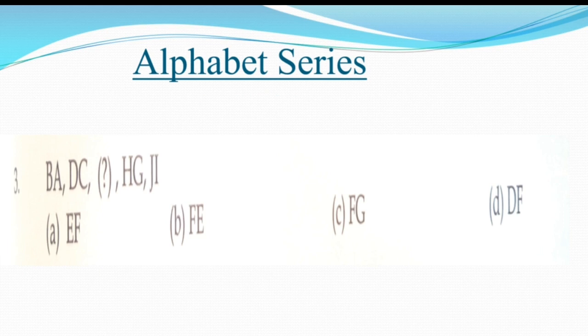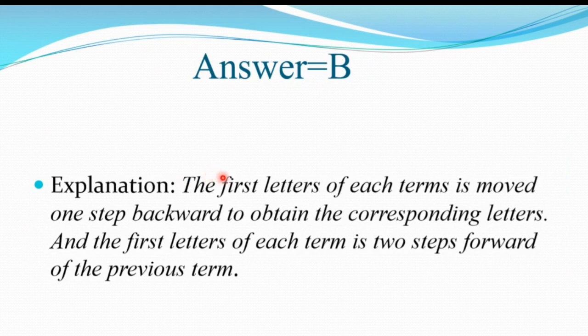Next question we have BA, DC, question mark, HG, and JI. What will be the answer? If you have paper and pen with you, then you can try this and answer in the comment section below. Okay, the answer is B. The first letters of each term are moved 1 step backward to obtain the corresponding letters, and the first letters of each term are 2 steps forward of the previous term.